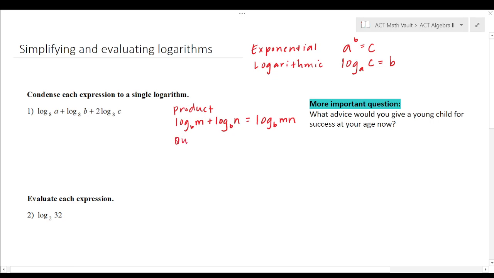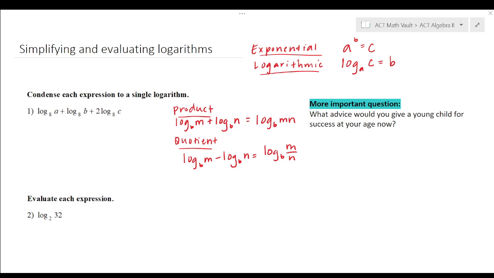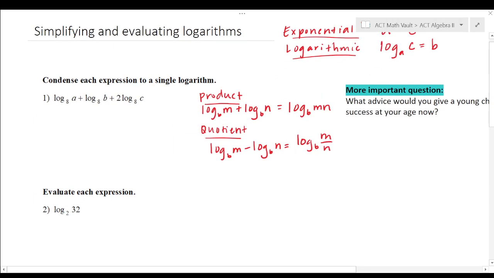Then the quotient property would be log base b of m minus log base b of n equals log base b of m over n. When you subtract, you divide. They have to have the same base in this situation. And in number 1, they do. So they're all base 8. And I can then try to figure out which of these two I'm going to use. Because I'm seeing plus signs, that means that I'm going to be multiplying everything. There is also a 2 in front here.